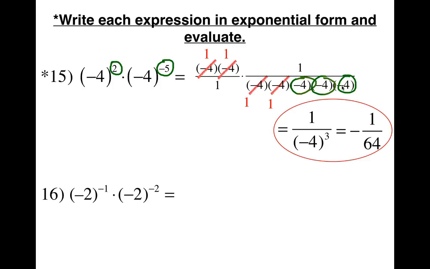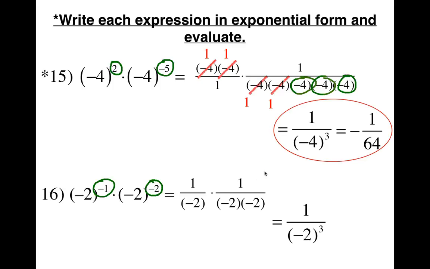Okay, so let's see how well we did. Here we have a negative exponent, so we're going to do division. It's going to be 1 over negative 2. Here we have a negative exponent, so we're also going to do division, so it's going to be multiplied by 1 over negative 2 times negative 2. Now you'll see here there's nothing I can cross cancel. That can happen. So we're going to be left over with 1 over negative 2 cubed.